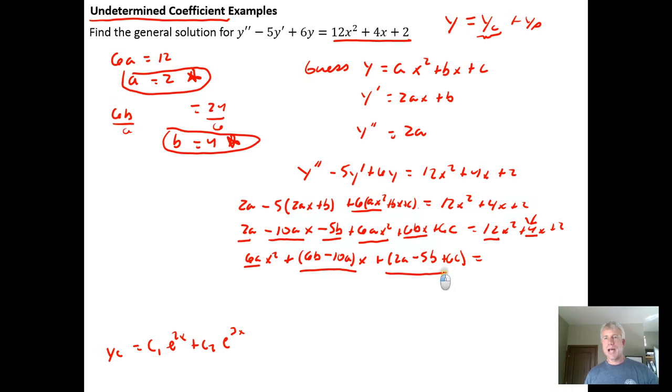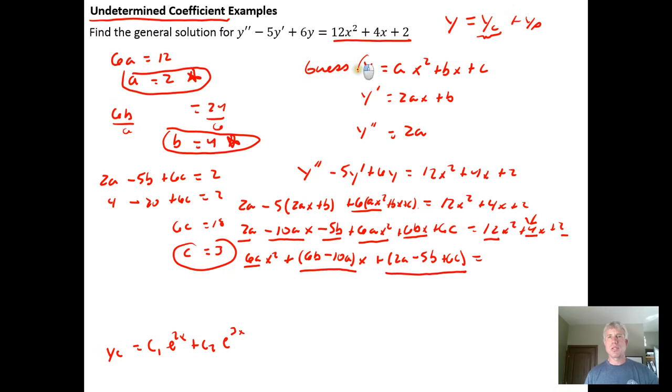And now finally we go to the last, the constant term has to equal the constant term here. So we get 2a minus 5b plus 6c must equal the 2. But now we know what a is. A is equal to 2, so 2 times 2 is 4, minus b is 4, 5 times 4 is 20, plus 6 times c has to be 2. 4 minus 20 is negative 16. Add that negative 16 to both sides. We'll get 6 times c equals 18. And then divide both sides by 6. We get 3. And this guy's important.